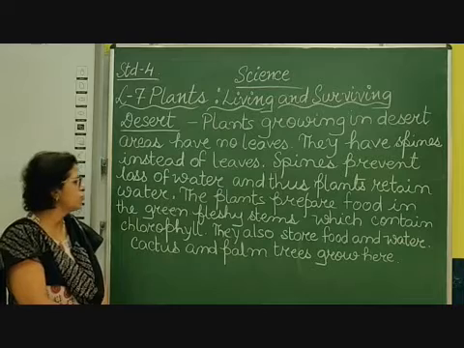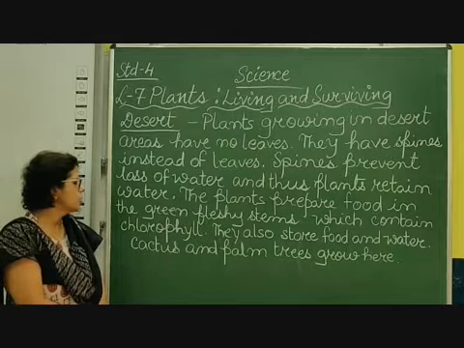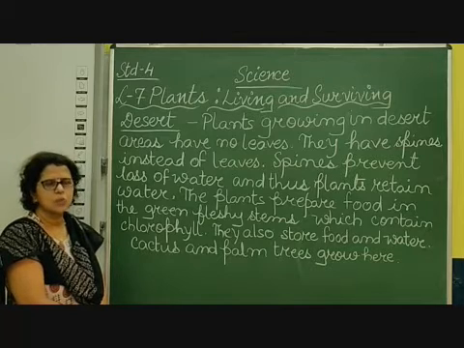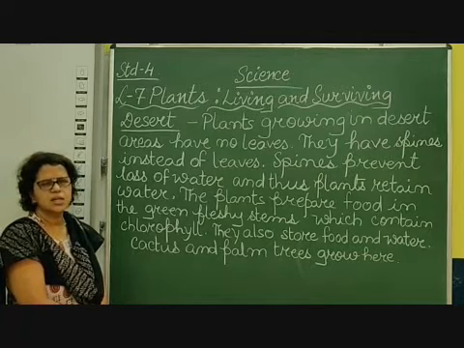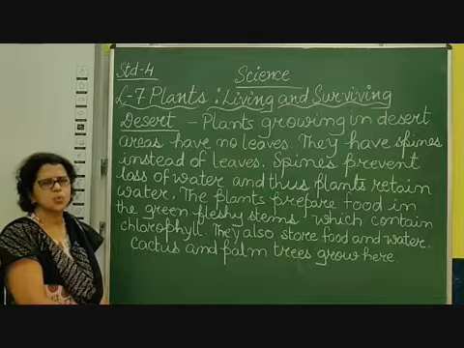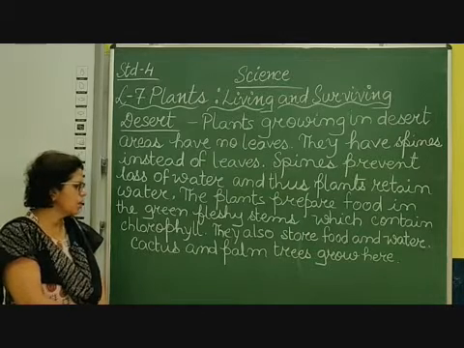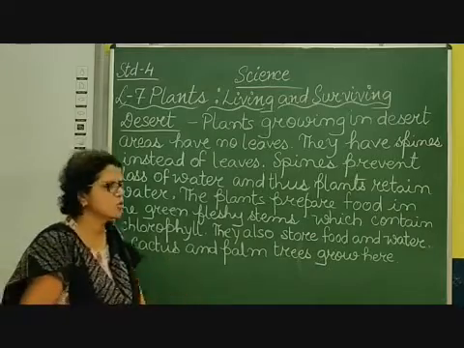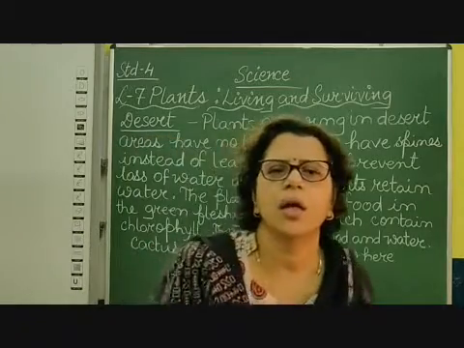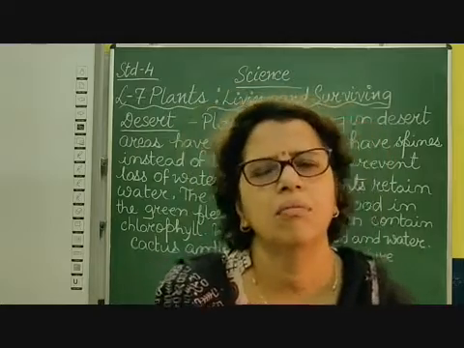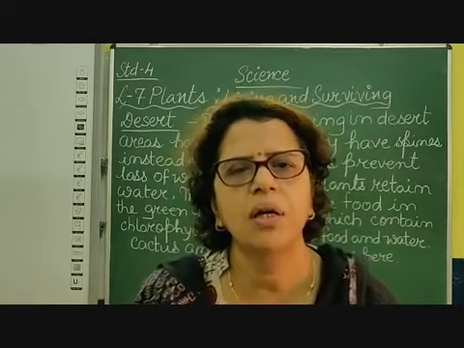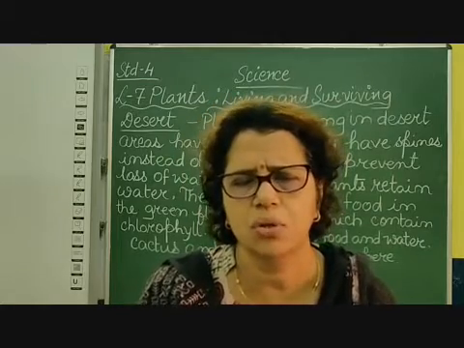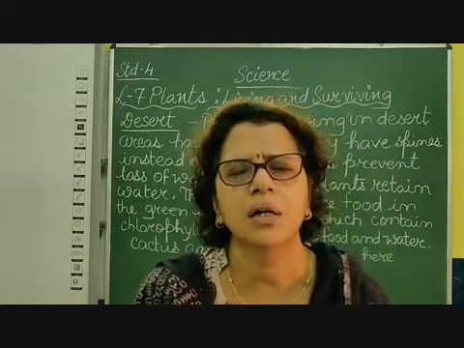The plants prepare food in the green fleshy stems which contain chlorophyll. They also store food in the stems and use it because in the desert area water is less, so we store it in the stem only. The different types of plants found in desert areas are cactus and palm trees. Also you can see babul and kikar trees, as you have studied in the Thar desert, they are there.